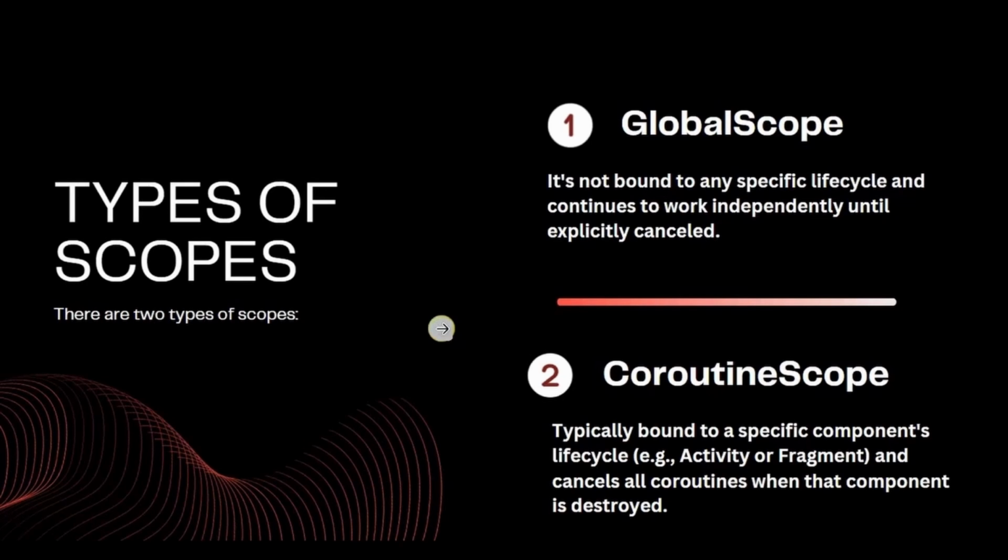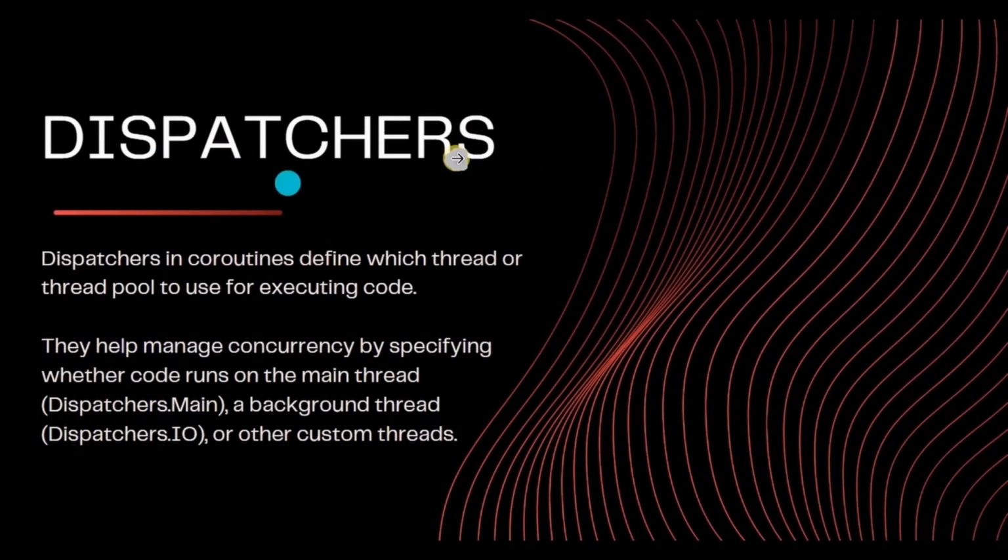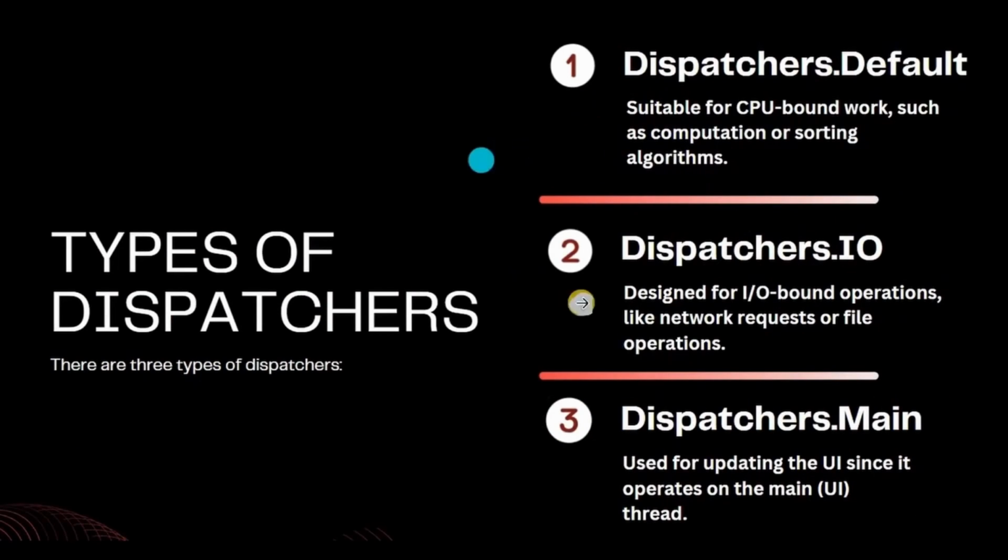Easy, right? Then let's see what is dispatchers. Very simple definition. Dispatcher defines which thread to use for executing the code, like main thread or background thread. That we need to define, okay? There are three types of dispatcher. Let's see each one of them. First is Dispatchers.Default, second is Dispatchers.IO, and third is Dispatchers.Main.